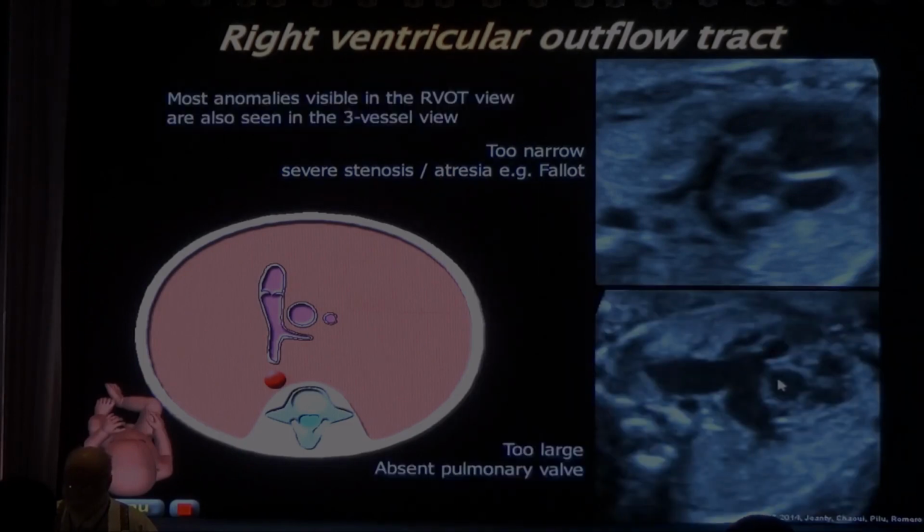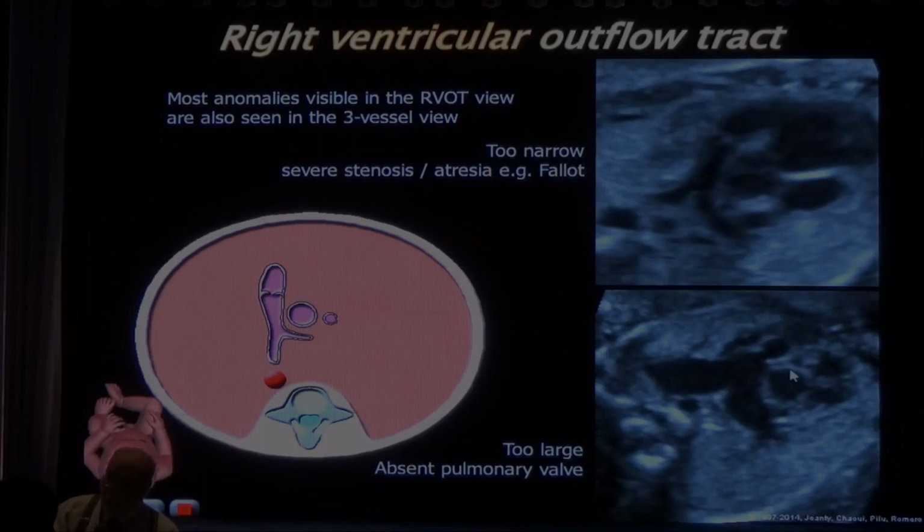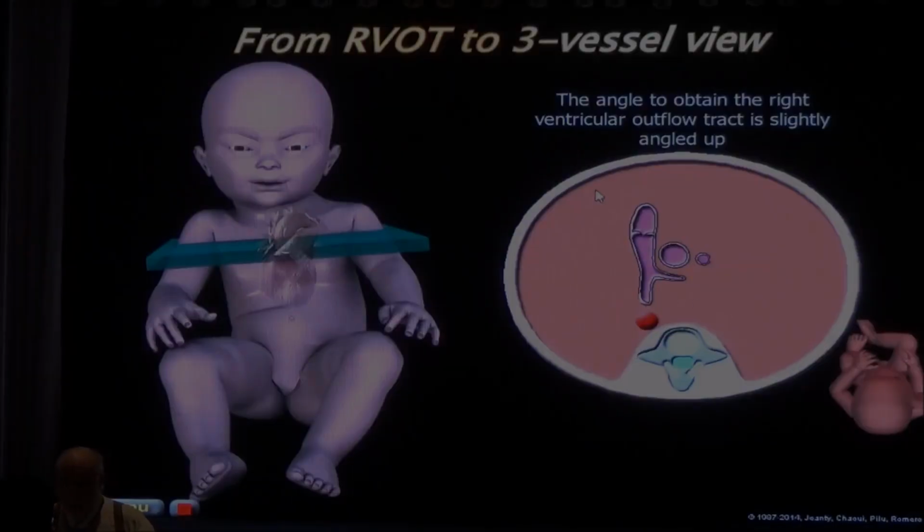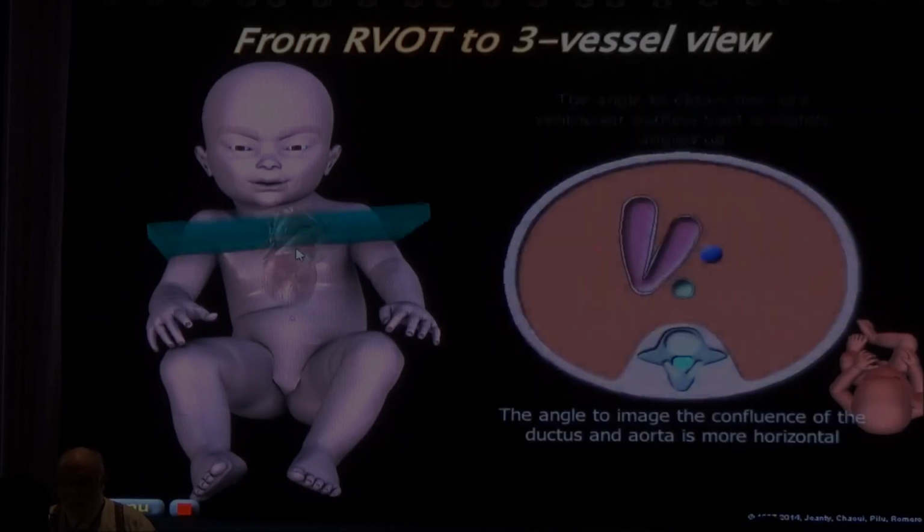Or here we have just the opposite. We have a massively distended pulmonary. The two branches of pulmonary are very distended compared to the aorta. This is the absent pulmonary valve syndrome. You see the pulmonary valve is there, it's just completely effaced, and it did not develop, and so there's complete regurgitation at this level.